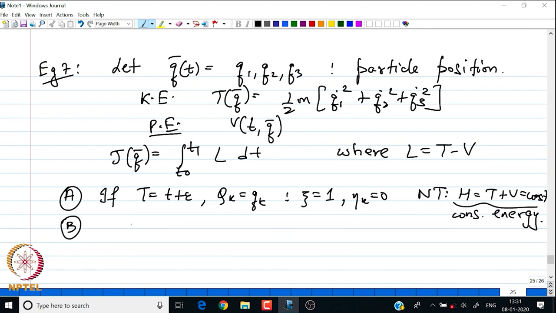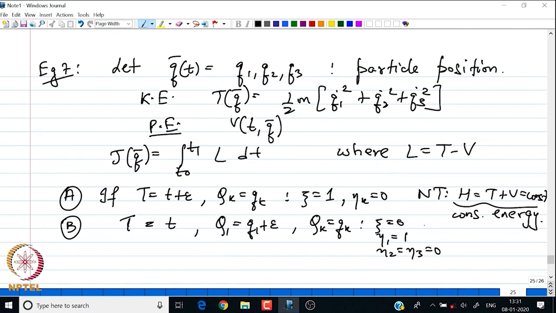On the other hand, if I take t equal to t, Q1 equal to q1 plus epsilon, and Q_k equal to q_k otherwise, I see that xi equal to 0, eta 1 is 1, and eta 2 equals eta 3 equals 0. Noether's theorem gives me m q1 dot equal to a constant, which is nothing but the conservation of linear momentum.